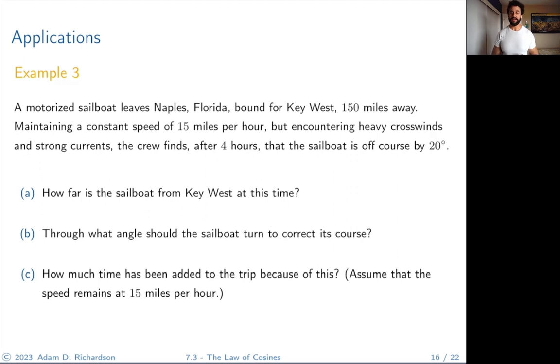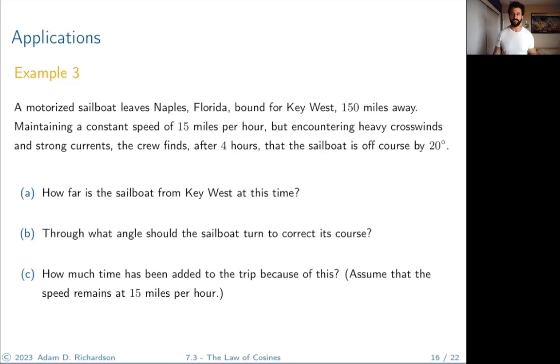What angle do they need to turn the boat to correct the course? And then how much time has been added to the trip? We're going to assume that the speed remains at 15 miles per hour. So it's not varying or anything, it's just constant. And it's the same as it was.